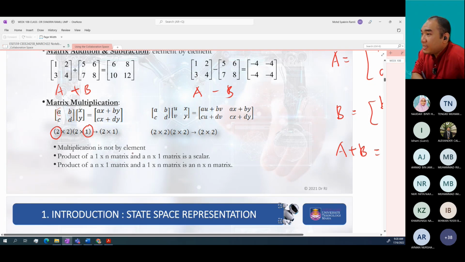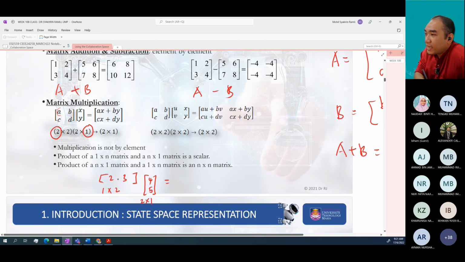Multiplication is not by element. Product of 1 by n matrix and a n by 1 matrix is scalar. Kan 1 kali n. Produk bagi 1 kali n dan n kali 1 adalah skalar. Maknanya katakan kamu ada satu row vektor kan, darabkan dengan kolom vektor. Katakan saya letak value 2, 3, darabkan dengan 4, 5. So, ini adalah vektor 1 kali 2. Yang ini pula 2 kali 1.